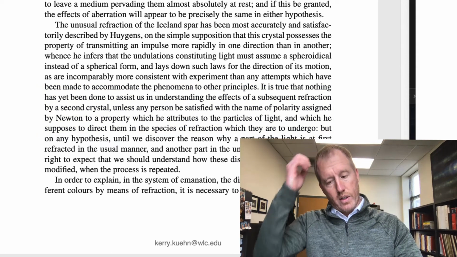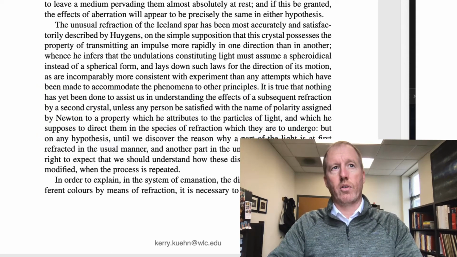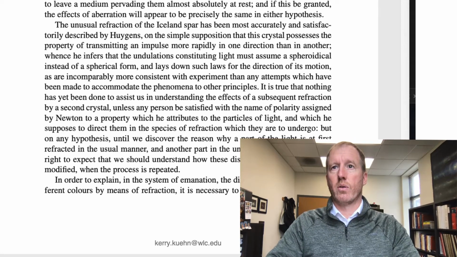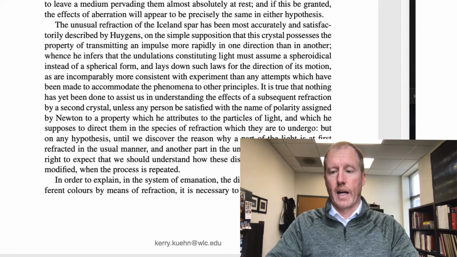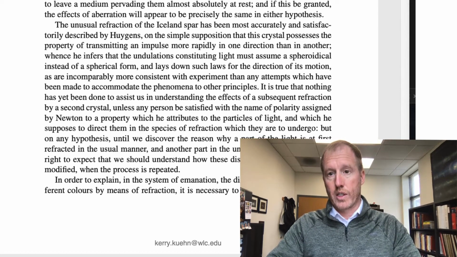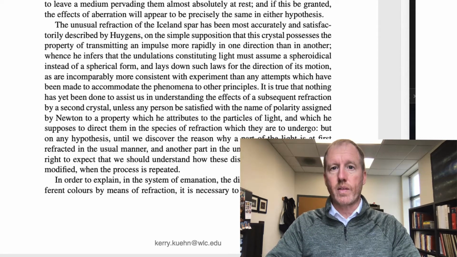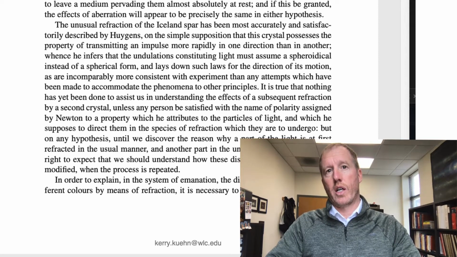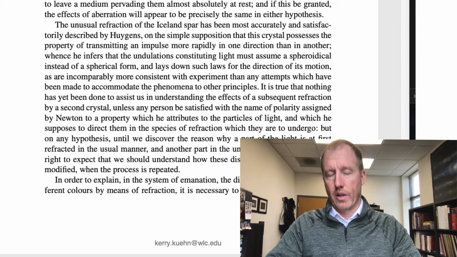So he's saying here that Huygens' theory is able to account for some aspects of birefringence, but not well for others. And he says that Newton claims to have solved this by talking about the polarity of these particles of light. We talked about this a little bit when we were discussing Newton's particle theory of light. And next week when we start talking about how the wave theory needs to be modified in order to account for polarity, we'll have a better understanding of this.